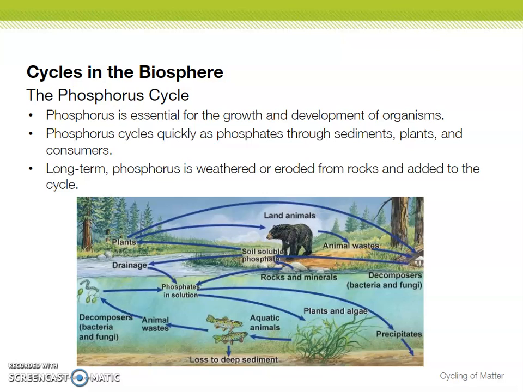The phosphorus cycle. Phosphorus is essential for the growth and development of organisms. Phosphorus cycles quickly as phosphates through sediment, plants, and consumers. Long-term phosphorus is weathered or eroded from rocks and added to the cycle. Phosphorus is an element that we have to have in our bodies in order for cells to continue to divide. So it's important that we consume phosphorus in our diets.